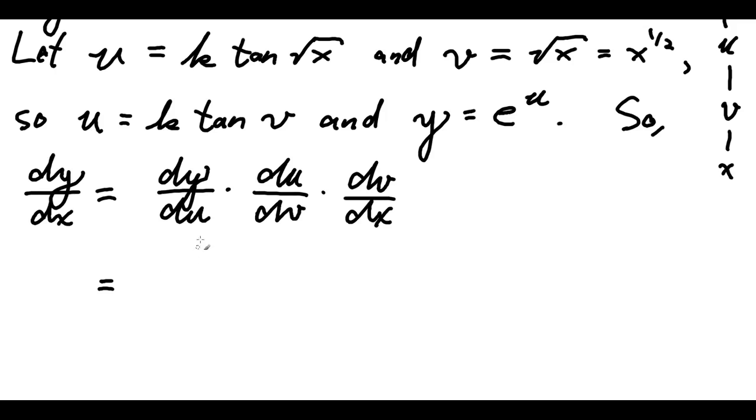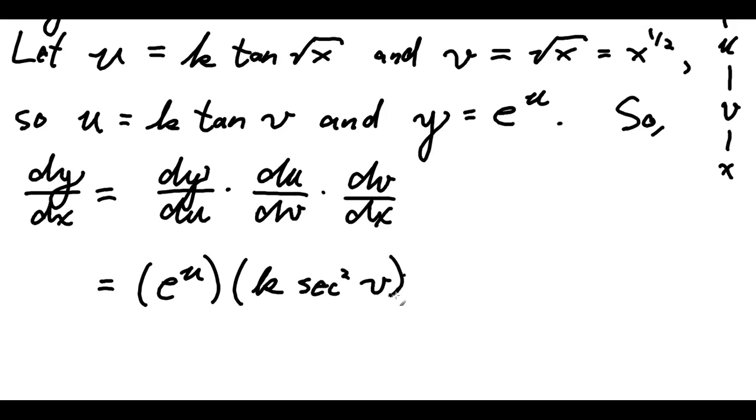Let's work these things out. dy by du, so we look for where we have y in terms of u, that's right here. y is equal to e to the u. The derivative of e to the u with respect to u is just e to the u. That's the natural exponential function. du by dv, u here is a function of v, so we have k times the tangent. Now the derivative of tangent, we think back to the previous section, is secant squared. So we have k times the secant squared of v.